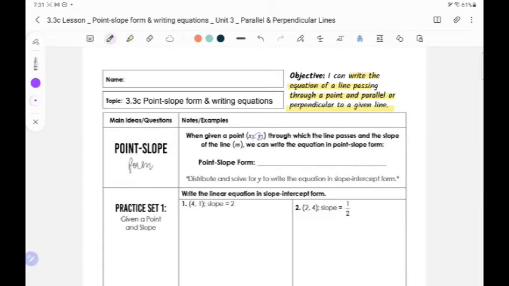When given a point, x1, y1, through which the line passes, and the slope of the line m, we can write the equation in point-slope form. Point-slope form looks like this. You have y minus y1 equals m times x minus x1. Notice the m is outside parentheses, and the y1 and x1 is the point that you're given. The x and y are actually just going to stay x and y.